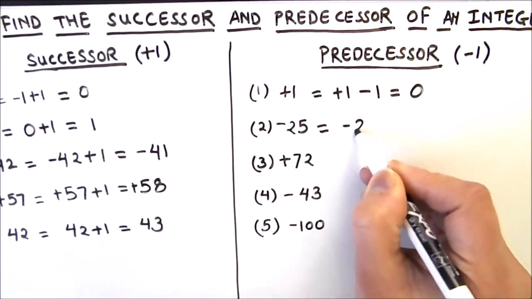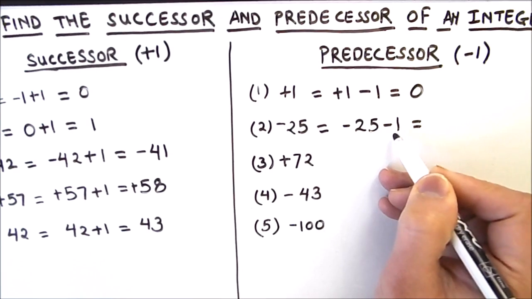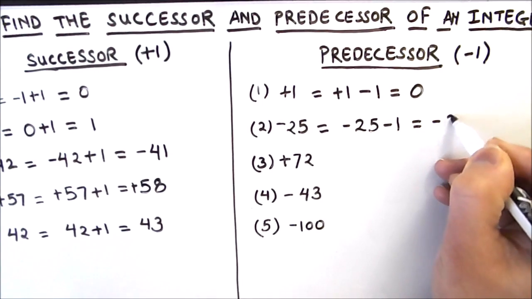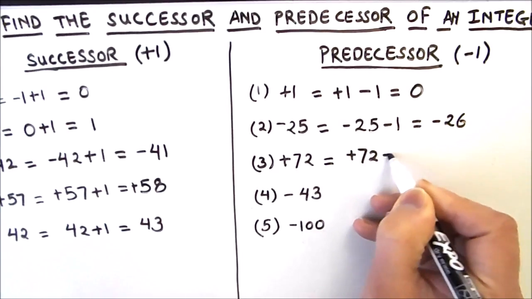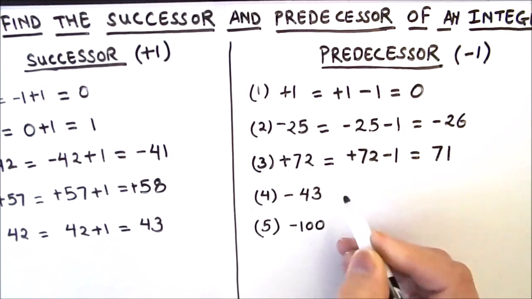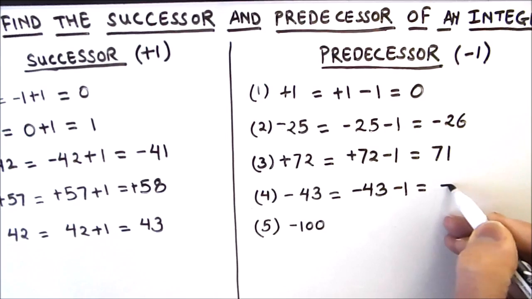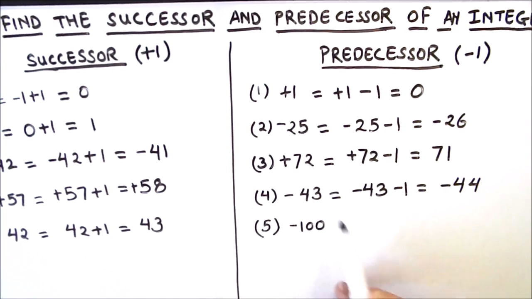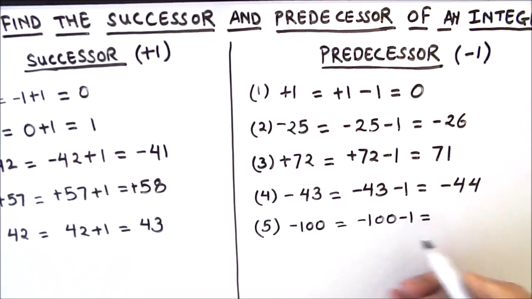Next we have -25, and we are going to subtract 1 from that. So -25 and -1 will give us -26. Next we have +72 minus 1, which is equal to +71. Next we have -43 minus 1, which is going to be -44. So the predecessor of -43 is -44. Next is -100, and we are going to subtract 1 from that, and it will give us -101.